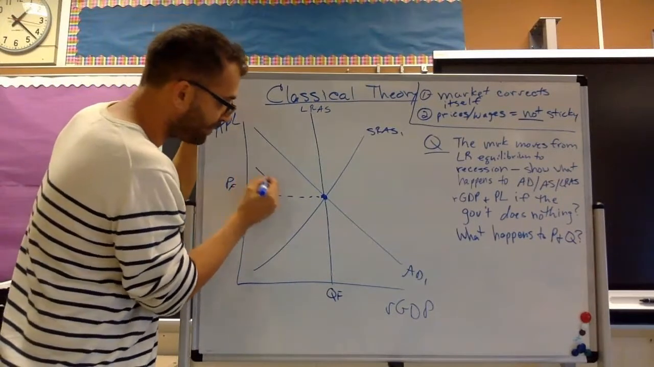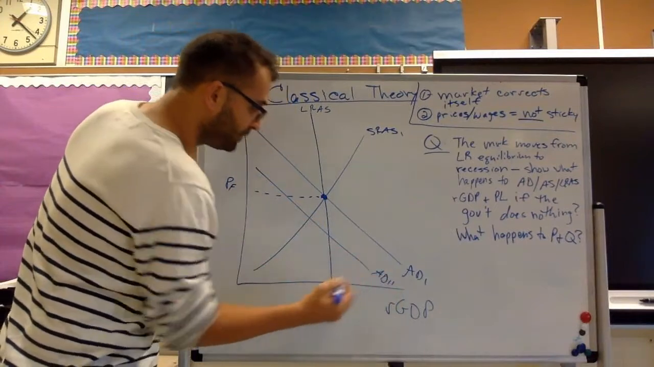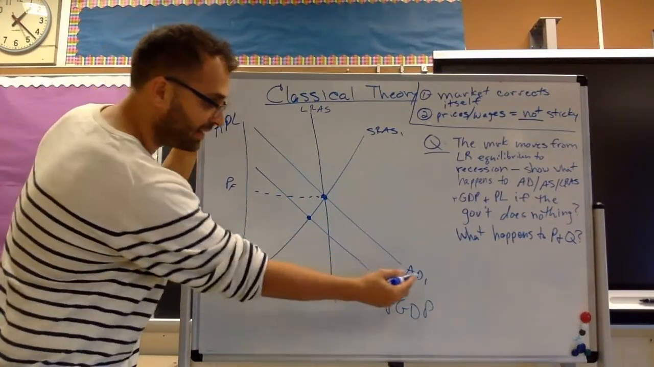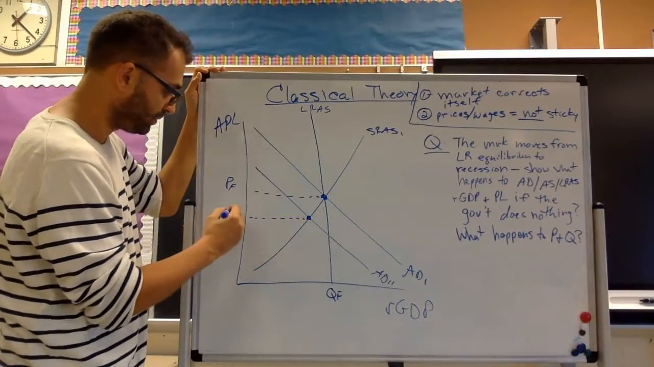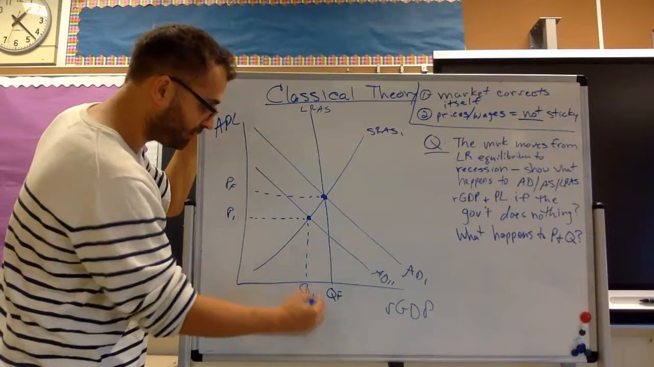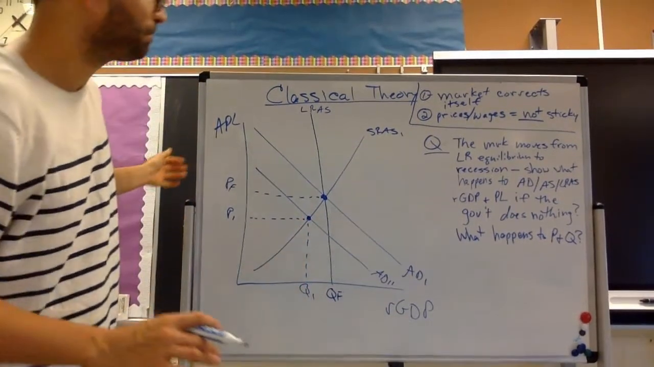And I'm going to show what happens in the short run. So AD1 goes to AD2. I don't have to draw an arrow because it might get messy, but I've got AD1, AD2. Now I'm going to show my new price level, so P1, and I can show my new quantity, Q1. And I've shown a decrease in output, which indicates a recession.